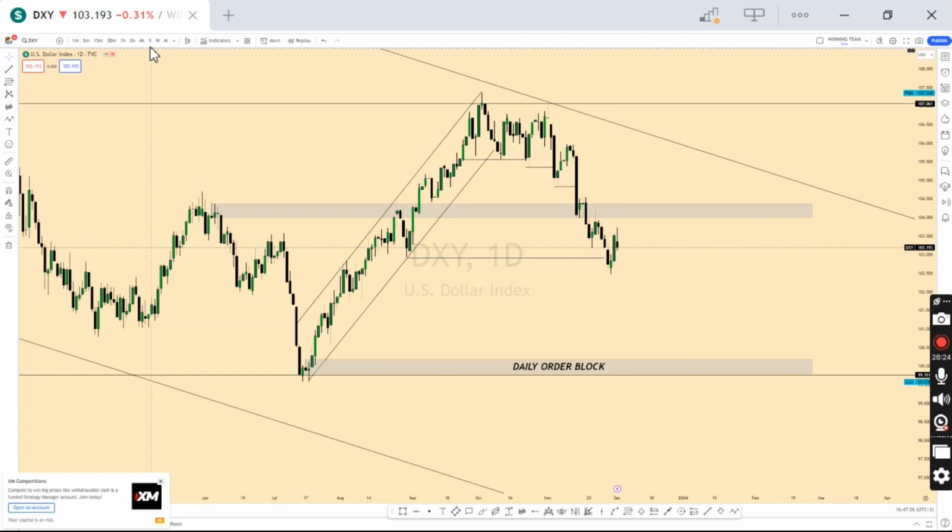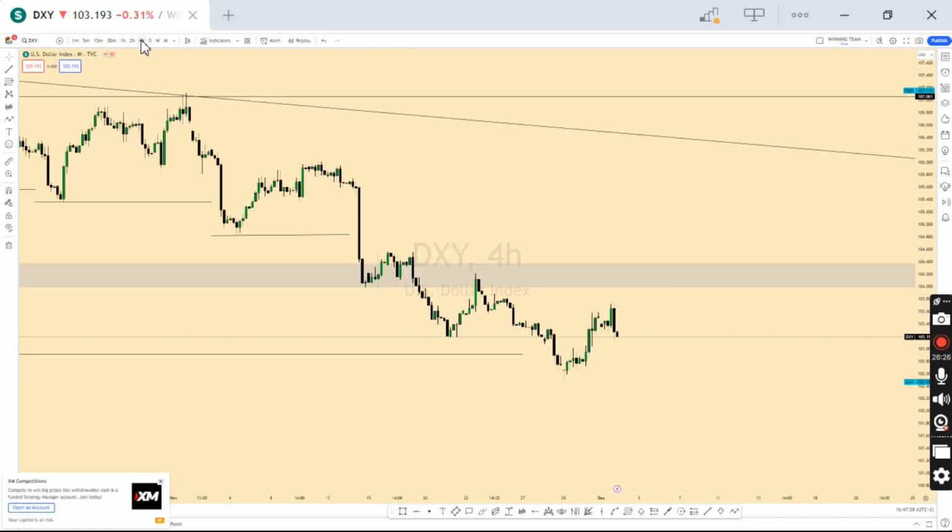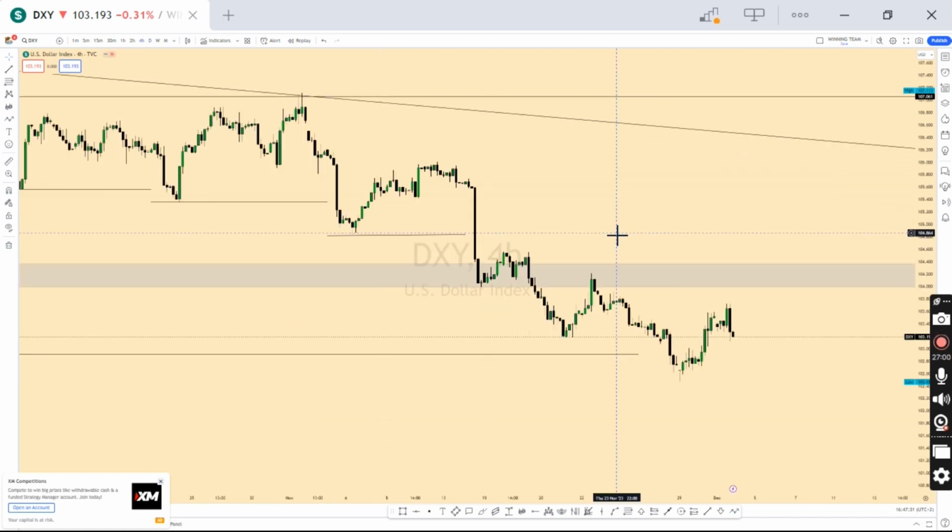So let's go to 4 hours and see what's going on in 4 hours. As you can see, the break of structures that I've been talking about. So still the same thing on 4 hours there. A nice break of structure there.